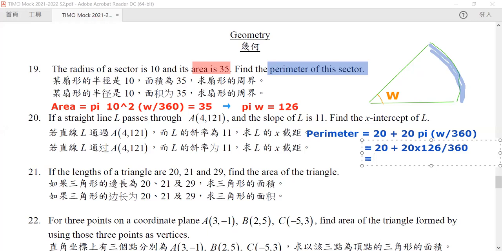So if we're going to calculate them, this would be equal to 7. And hence our perimeter is equal to 27 for our question 19. All right, the perimeter will be equal to 27.